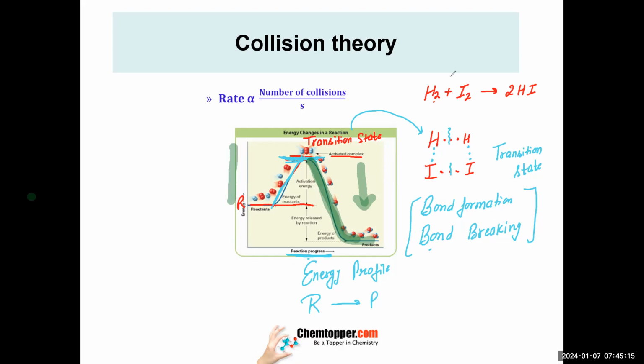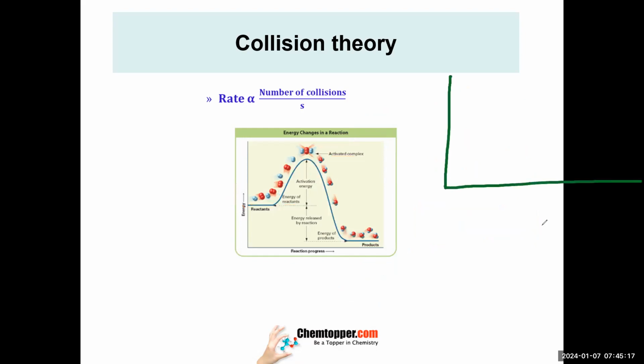I'm giving you one energy profile here. This is the energy of the reactant, let's say 100. And this is the energy of the product, let's say 50 kilojoules. It is in kilojoules per mole. Reactant is breaking bonds. Breaking bonds, energy is going up.